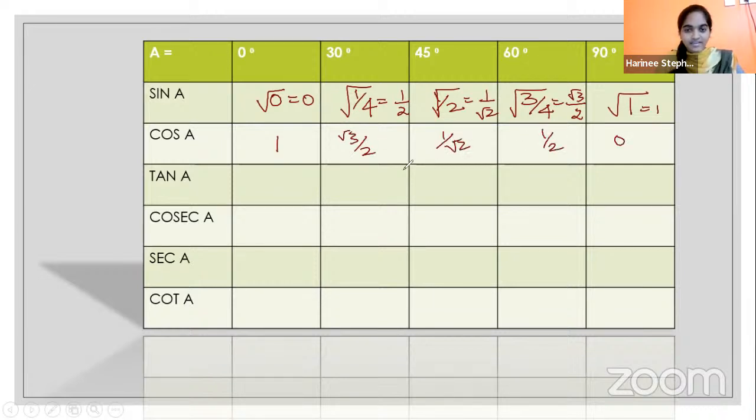And how do you find tan? Sine divided by cos. Very good. That's it. So that's how we find tan. So I guess everybody is clear about that. Let's move on to solving questions.